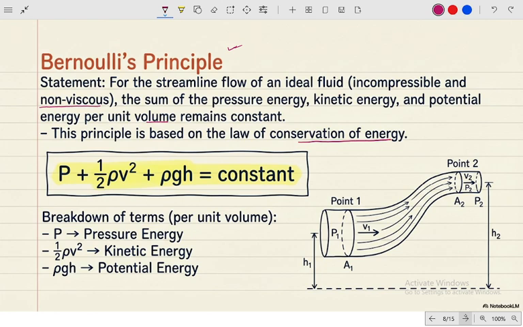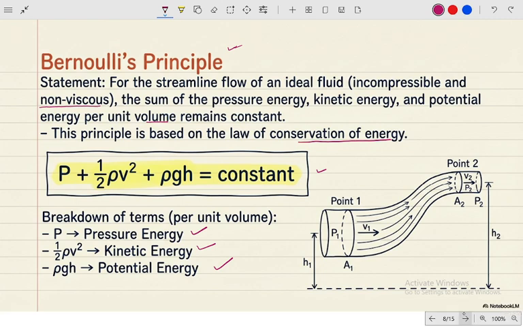And what is that? P plus half rho v squared plus rho g h is equal to constant. Breakdown of terms: P is the pressure energy, half rho v squared is the kinetic energy, and rho g h is the potential energy. That is, pressure energy plus kinetic energy plus potential energy is equal to constant, and that is known as Bernoulli's principle, right? Now we learn other important things.